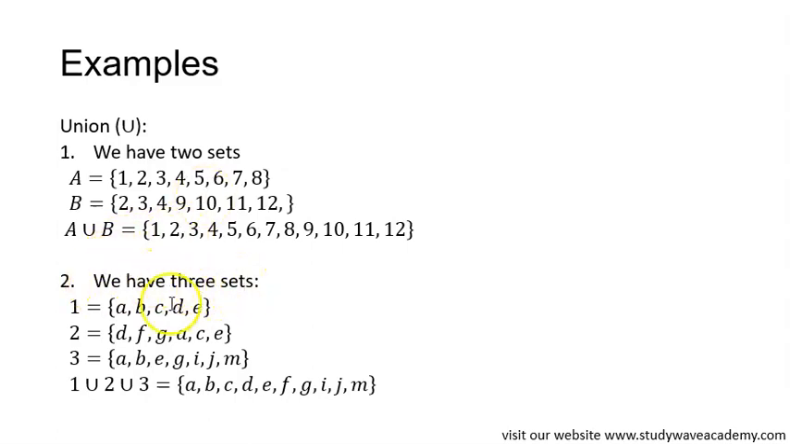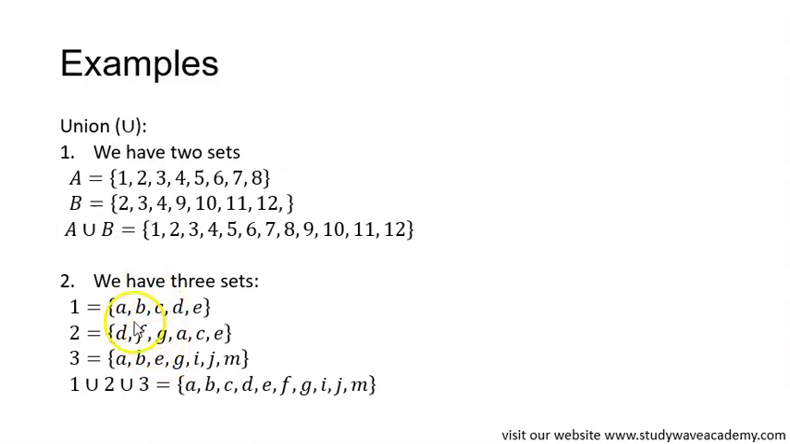We have 3 sets here. Set 1, set 2, and set 3. In set 1, we have A, B, C, D, E. And in set 2, we have D, F, G, A, C, E. Set 3, we have A, B, E, G, I, J, M. So we have to pick the union of sets 1, 2, and 3. Remember, the union of 2 or 3 sets includes all the elements. These are alphabets. Now, all the alphabets inside the 3 sets without duplication.